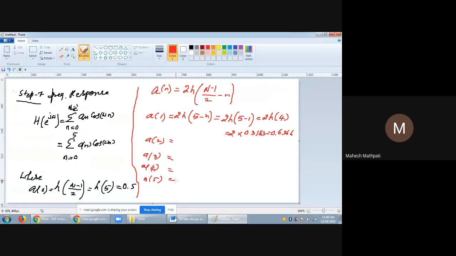Can you calculate this? Yes, sir. So what will the second one be? We will get it like 2 into h of 5 minus 2, 2 into h of 5 minus 3, 2 into h of 5 minus 4, 2 into h of 5 minus 5. So you have to calculate these values.